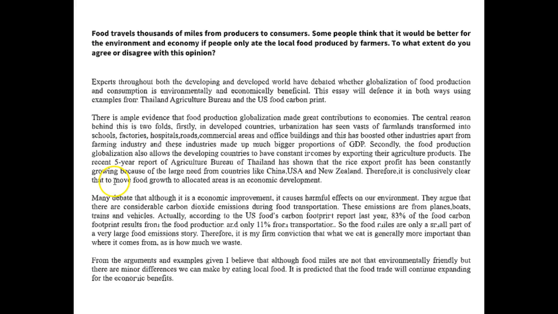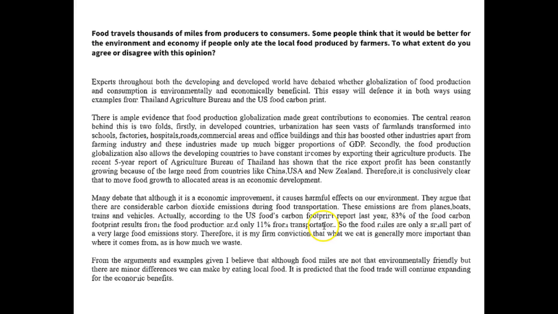Okay, so I think what you're trying to say is many debate that although food exports are an economic improvement, they cause harmful effects on our environment. They argue that there are considerable carbon dioxide emissions during food transportation. These emissions are from planes, boats, trains, and vehicles.